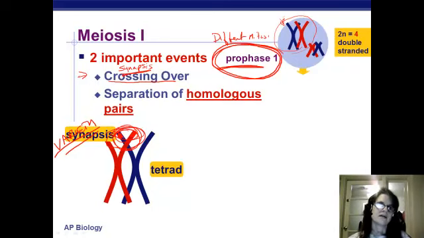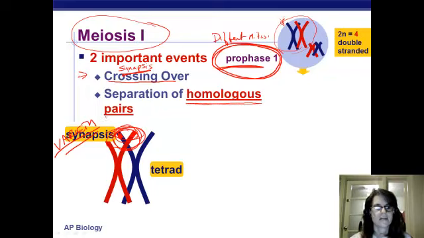Now, the other event in meiosis 1 that is important is when we separate homologous pairs and not chromatids.